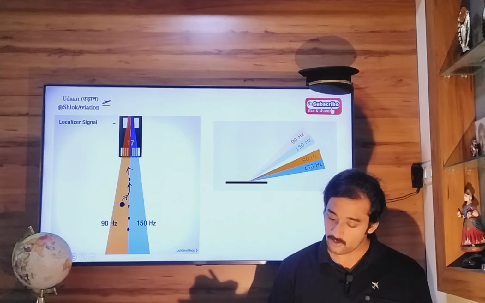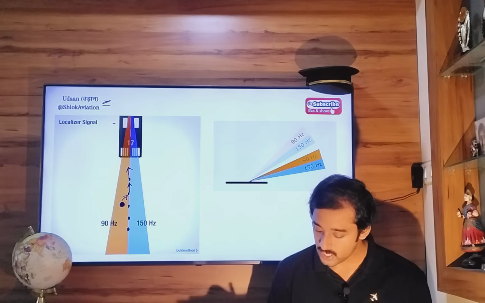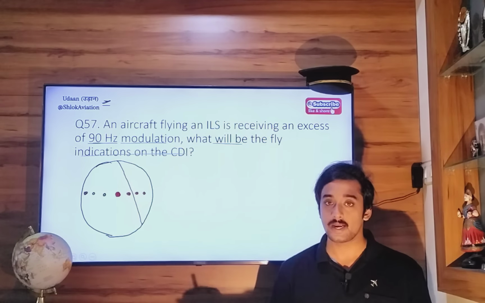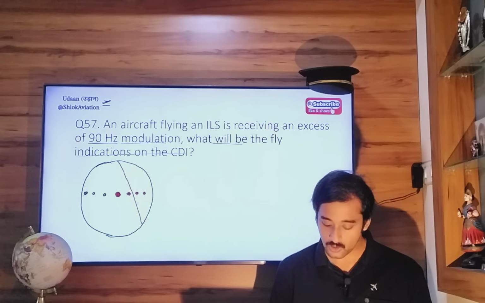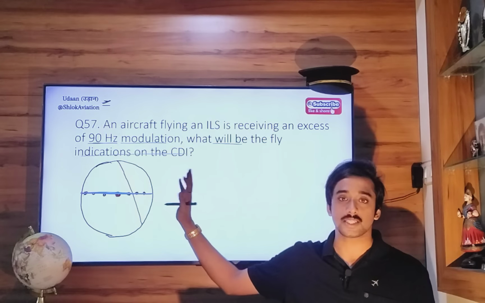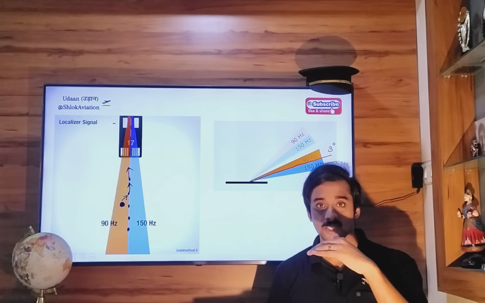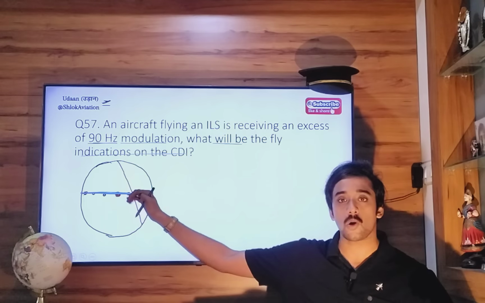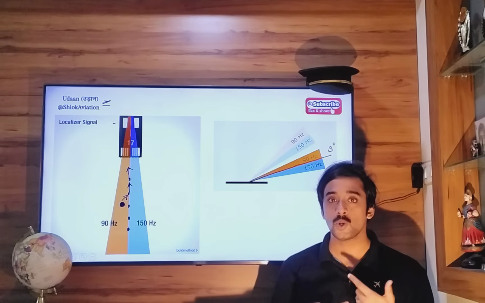So again, when you're flying the standard 3-degree glide slope correctly, what will happen? The glide slope needle will remain established on the center line, horizontal. But the moment your aircraft deviates from the 3-degree glide slope, if it goes up or down, this horizontal needle or pointer will also deflect up or down accordingly.